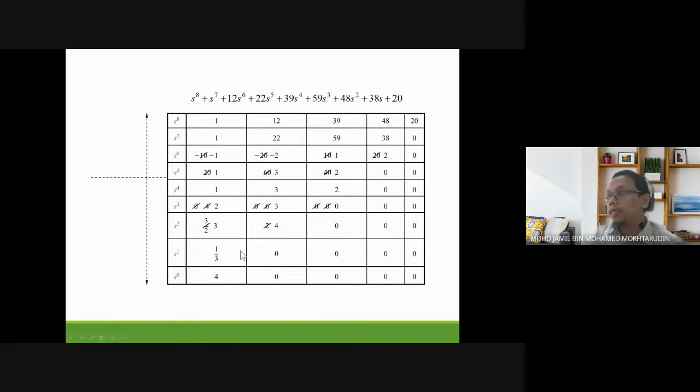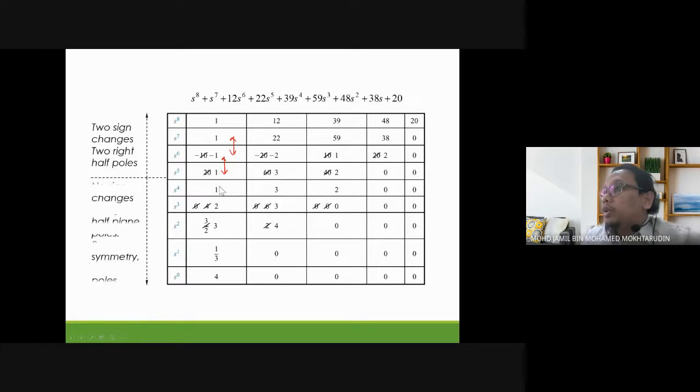So for the first half of the table, there are two sign changes, from S7 to S6, and from S6 to S5. Okay, so meaning that there are two poles on the right hand side of the S-plane. And then the second half of the polynomial, there are no sign changes. Okay, no sign changes here, meaning that there are no poles from the second half located on the right hand side of the S-plane.